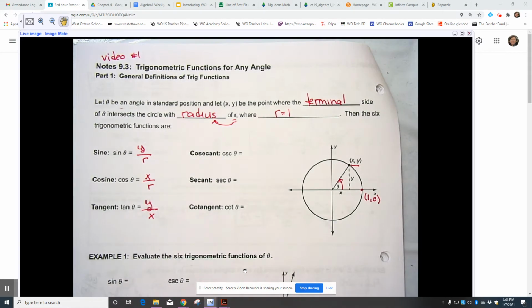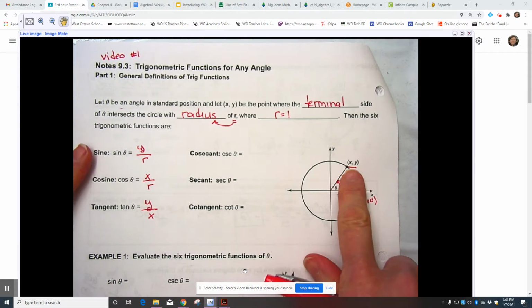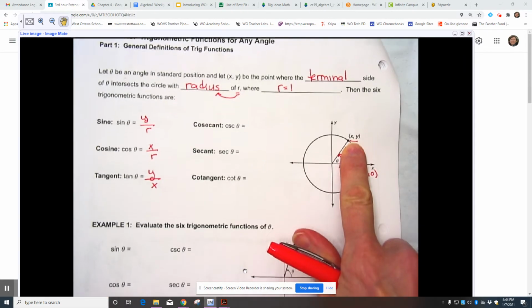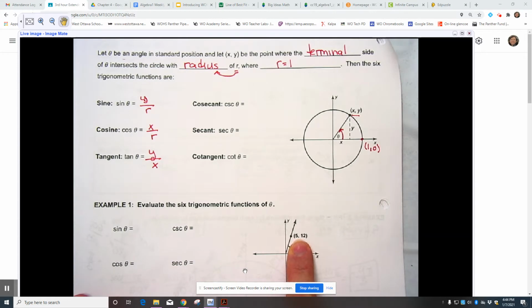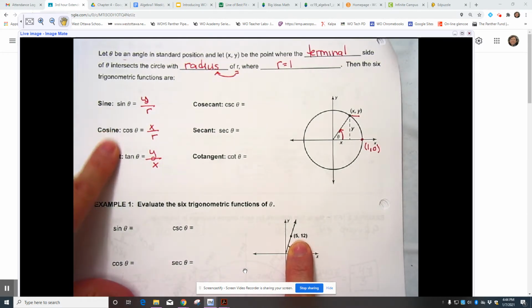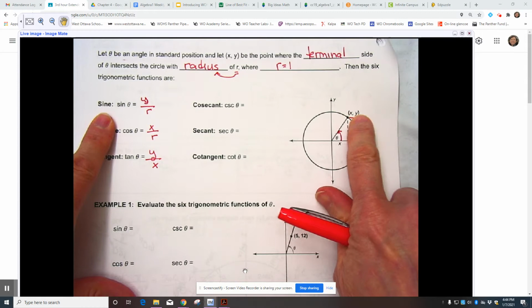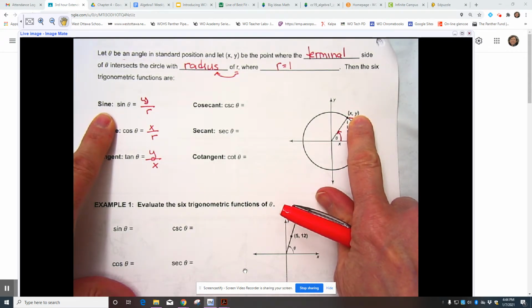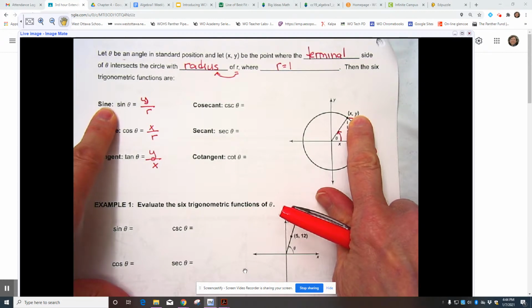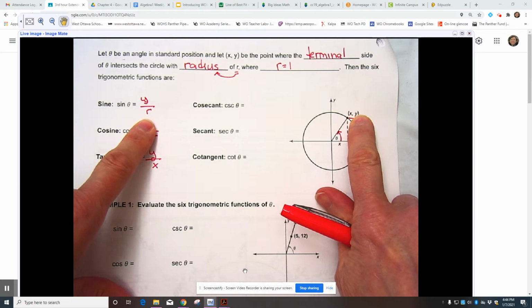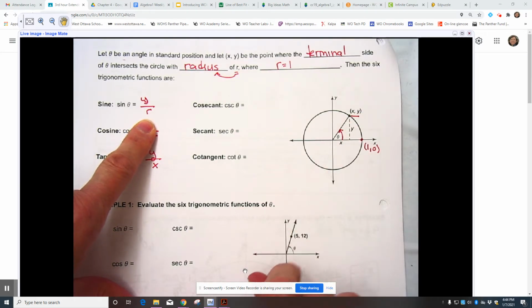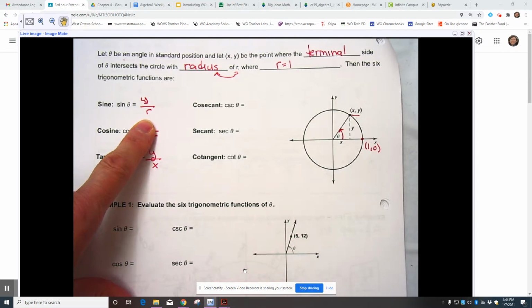The way this works is it's actually kind of cool when you're given this coordinate point. If you peek ahead at this example down here, I can find my trig functions right from the x and y values of my coordinate point. For example, sine is going to be y over r. Now r is the radius, and the radius is going to change depending on what your coordinate point is.